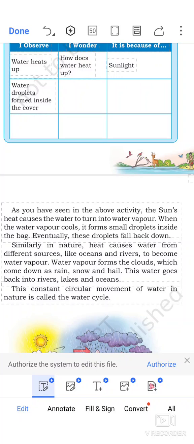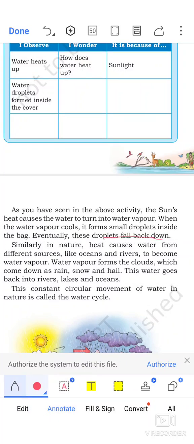As you have seen in the above activity, the sun's heat causes the water to turn into water vapor. When the water vapor cools, it forms small droplets inside the bag. Eventually these droplets fall back down. Similarly, in nature, heat causes water from different sources like oceans and rivers to become water vapor. Water vapor forms the clouds which come down as rain, snow and hail.